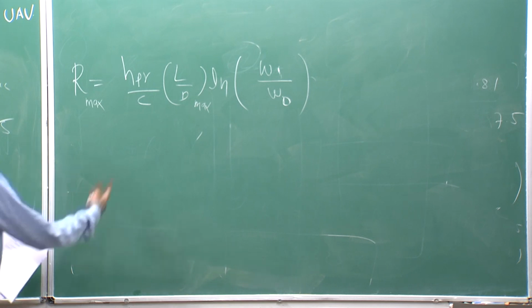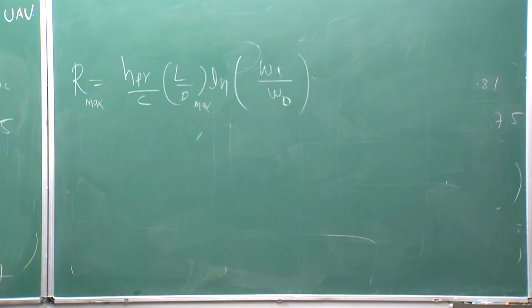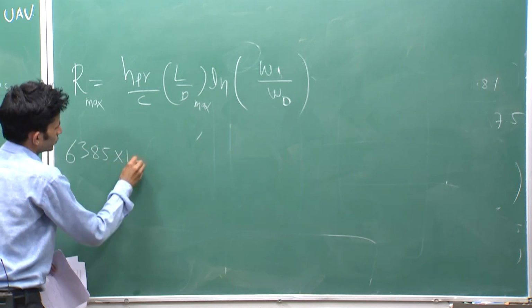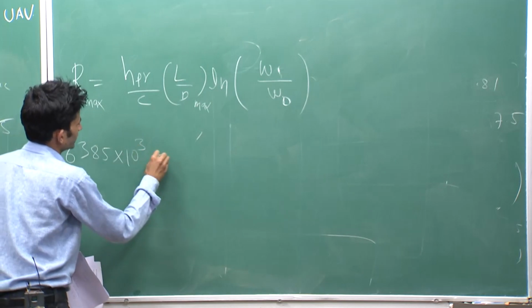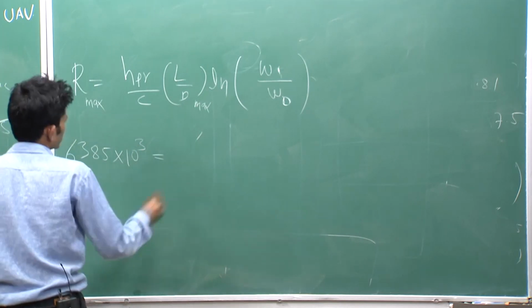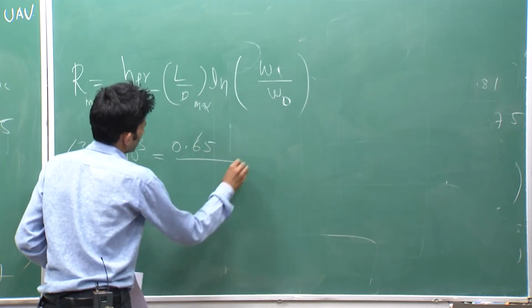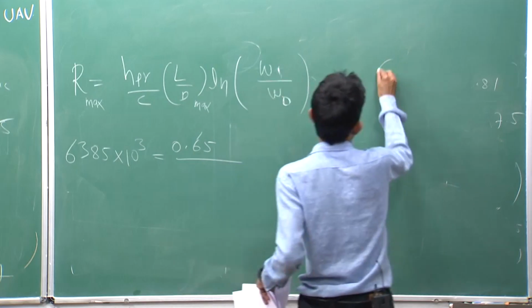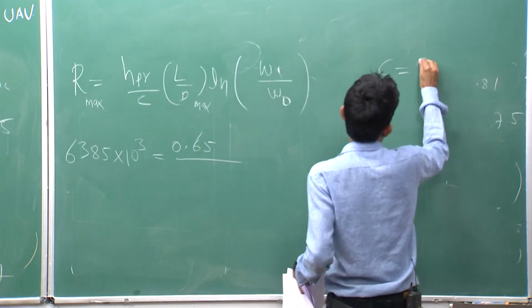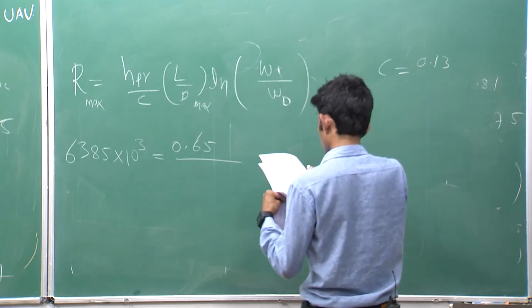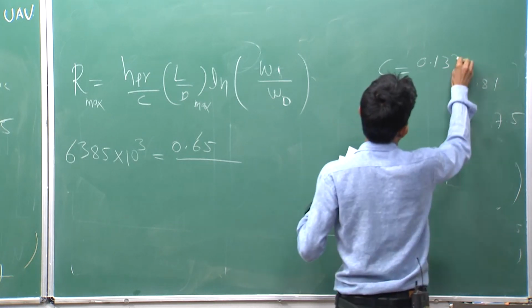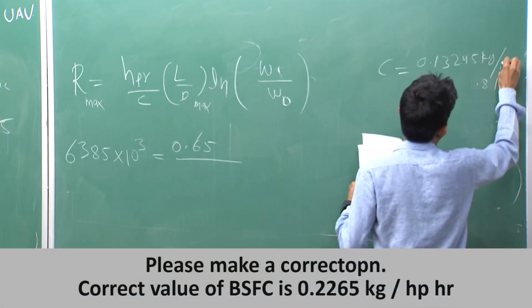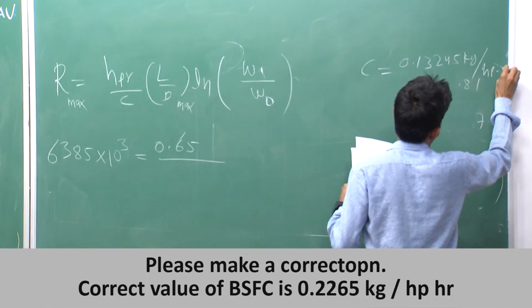So you just put in the value of R max, which is given as 6385 kilometer, so you have to convert it into meter. Propulsive efficiency is given as 0.65, and the C value is given in kg per HP hour. So here you can write C equal to 0.13245 kg per HP hour.